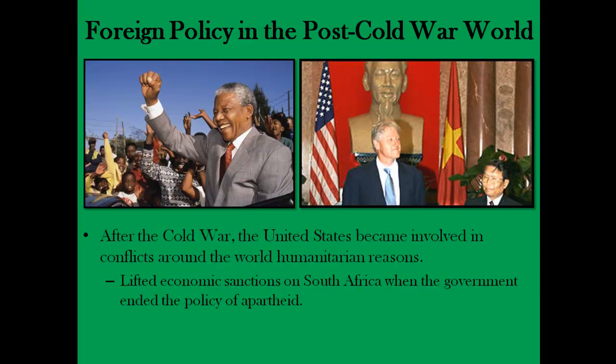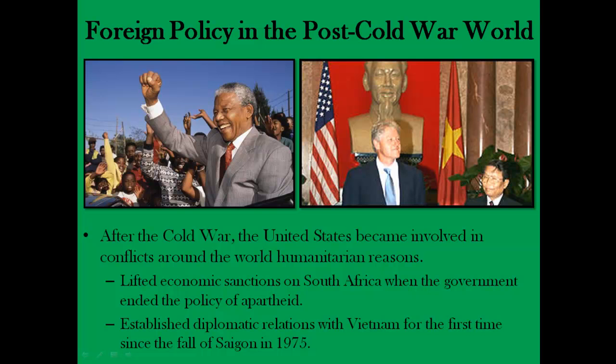Humanitarianism was a driving force in American foreign policy after the Cold War. Economic sanctions were lifted on South Africa when the government ended the policy of apartheid that had separated South Africa by race since 1948. Following the end of apartheid, Nelson Mandela would be elected as the president of South Africa. The Clinton administration also established diplomatic relations with Vietnam. This was important because the United States had not had a relationship with Vietnam since Americans were forced to flee the embassy in Saigon after the Vietnam War in 1975.